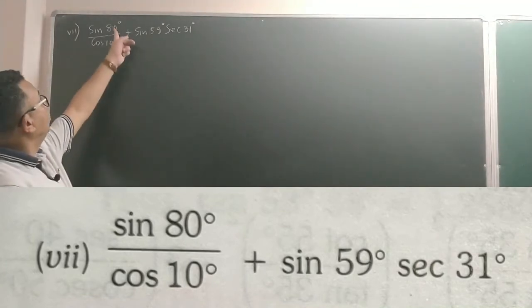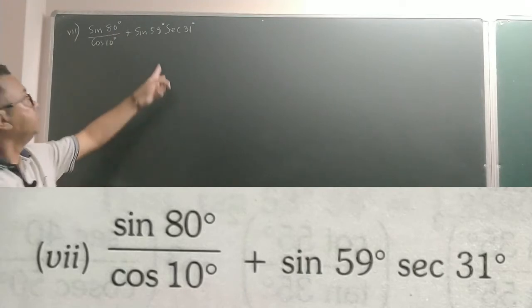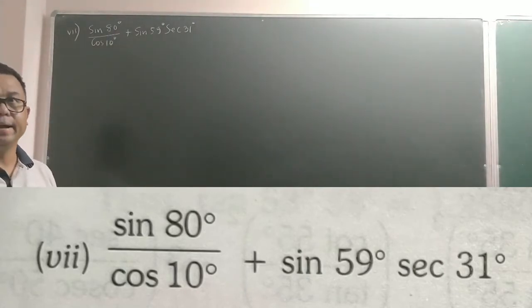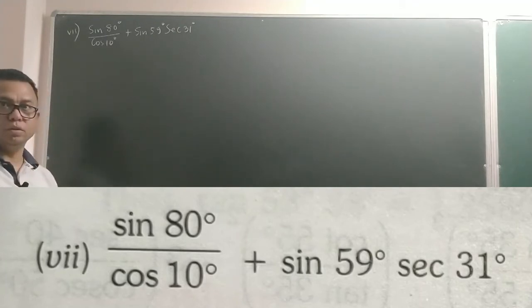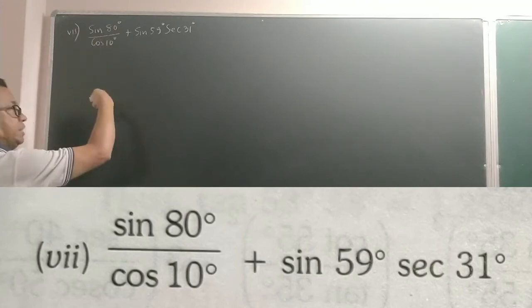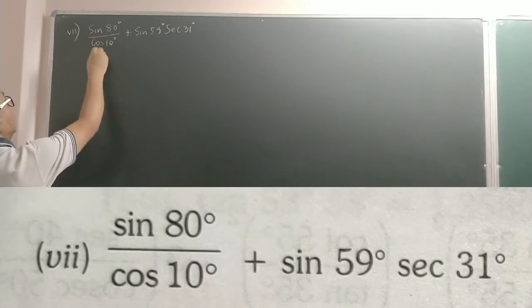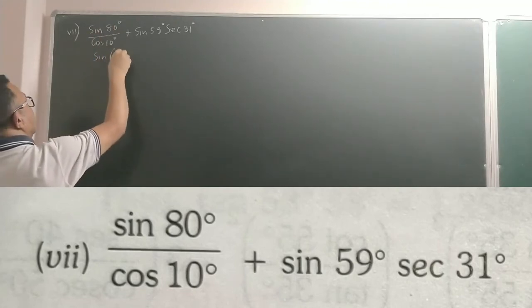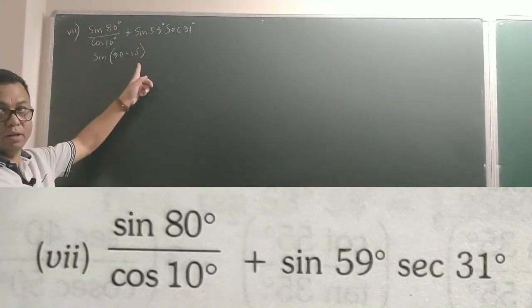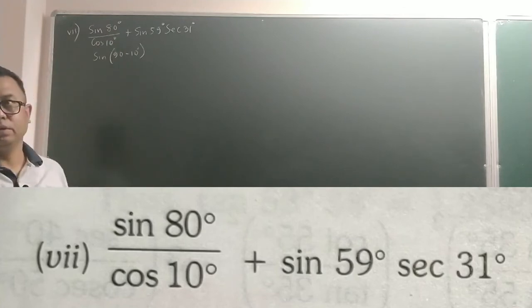Now you can see complementary, these two total 90. Even these two are complementary, 59 and 31, they also total 90. So change one of them, don't change both, change one. Okay, out of these two, let me change the upper one. If you like, you can change the lower one also. Let us change the upper one. So I'll write that as sine 90 minus 10, because 90 minus 10 is 80. Don't write 90 minus 80, okay? After subtraction, you should get that value.